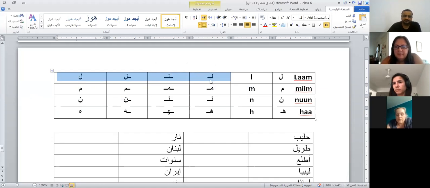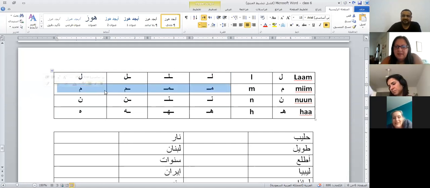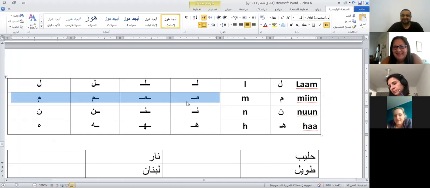And then we have meem. My favorite letter because my name has two of them. Ahmed. Meem. Because it's cute. It looks like a small circle. Again, if it's in the beginning or in the middle, it's just like a small circle. Nothing unique about it. But if it's at the end, it goes down like that.